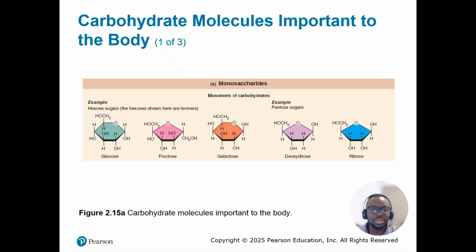Two of these hexoses shown here, specifically fructose and galactose, are isomers of glucose. That means they have the same molecular formula, which is C6H12O6, but their structural formulas are different, giving them different chemical properties.